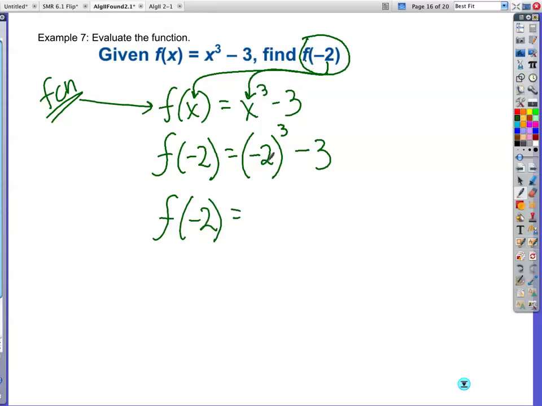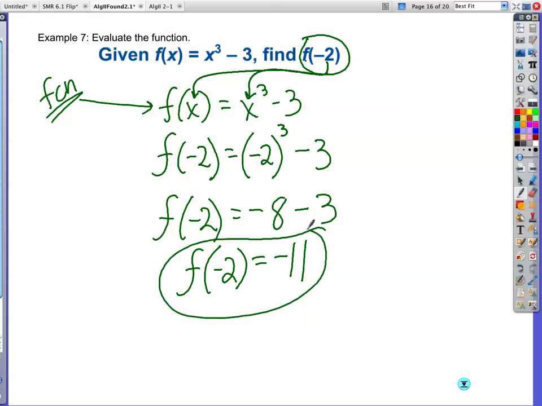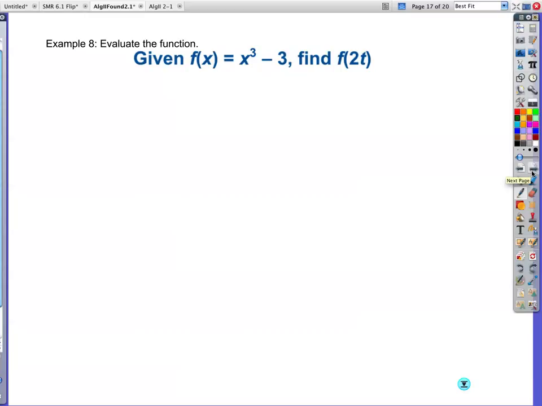Negative 2 to the third power is negative 8. And then I have minus 3. Notice how I keep writing this f of negative 2. I want you to do that because if we're going fancy pants, we got to go the whole way. Negative 8 minus 3 is negative 11. This is your answer. F of negative 2 is negative 11. Let's try another one.